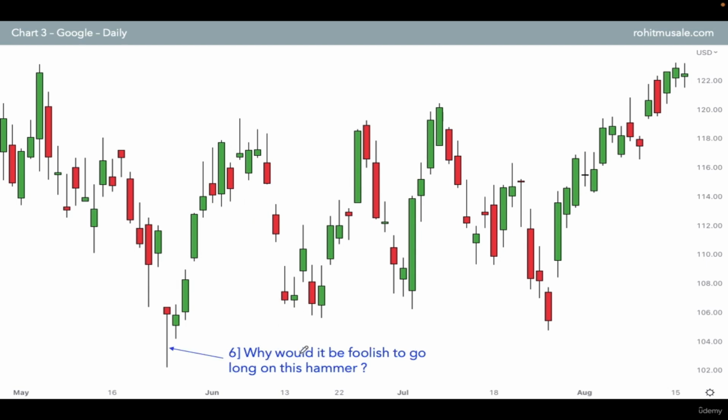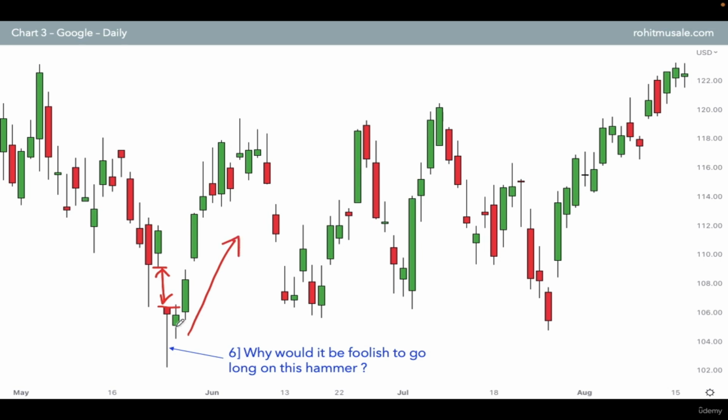Number 6, why would it be foolish to go long on this hammer? Well, this hammer is also completing a falling window, right? If you see this candle and this here, that's a falling window. What does a falling window become? A falling window becomes resistance. So why would you go long when you are just near resistance? So it would be foolish to go long on that hammer, although the price went up.